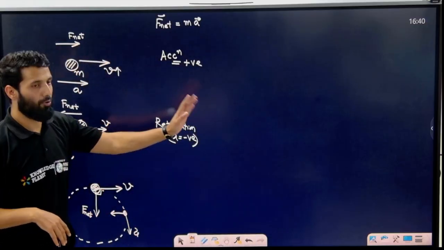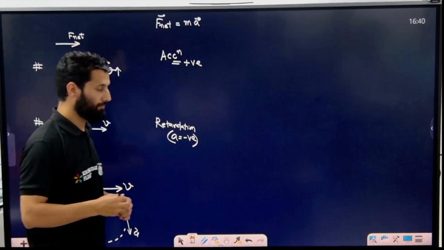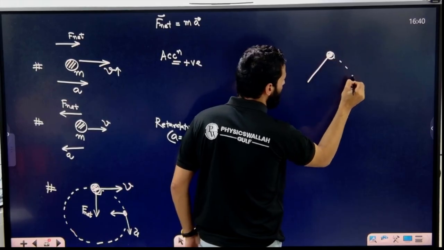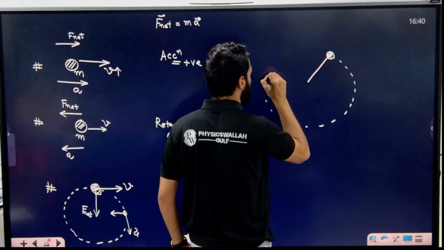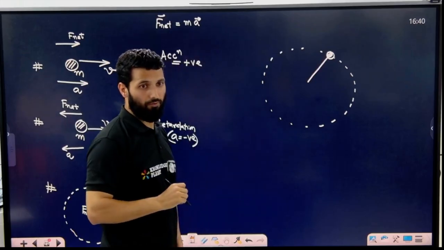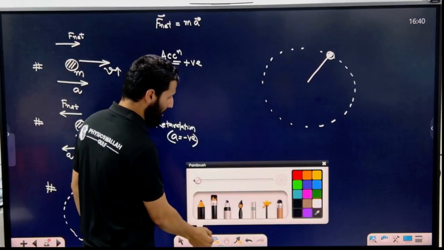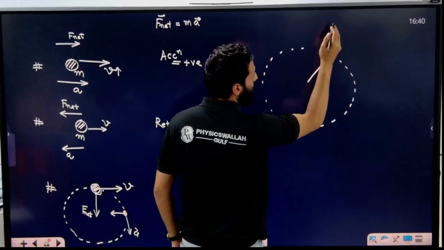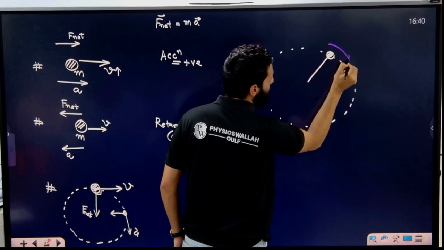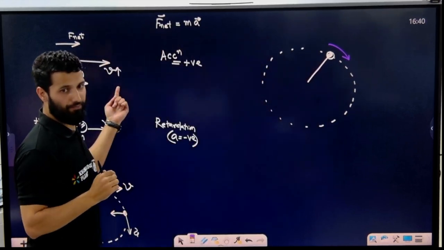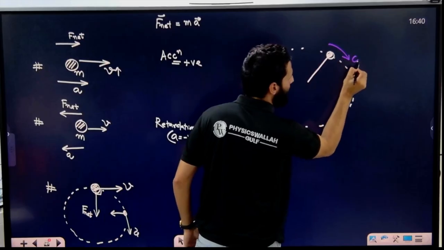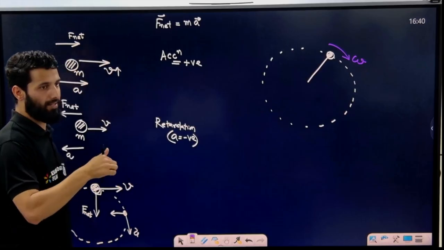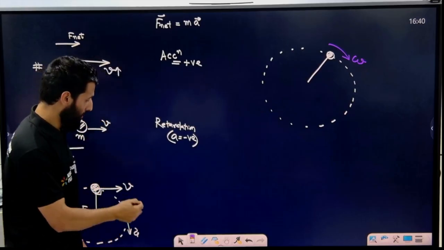Now I will relate this thing with rotation. Now understand. For example, this is an object and this object is revolving, performing rotational motion. Let's say its angular velocity, now I will not say linear velocity but angular velocity, is omega. Is this omega clockwise or anti-clockwise? Clockwise. Minus k cap or plus k cap? Minus k cap. Very good.